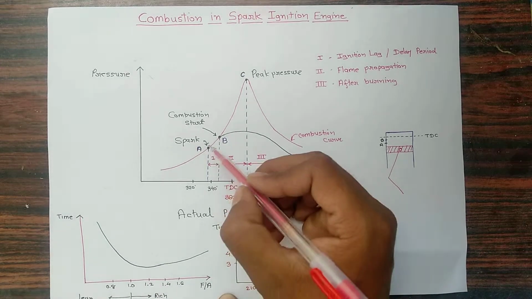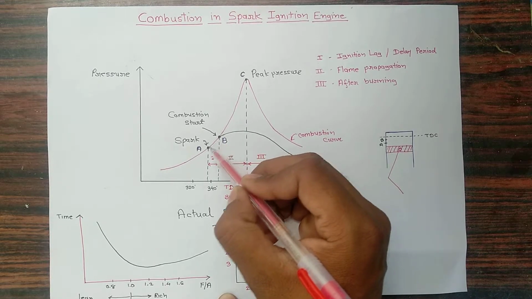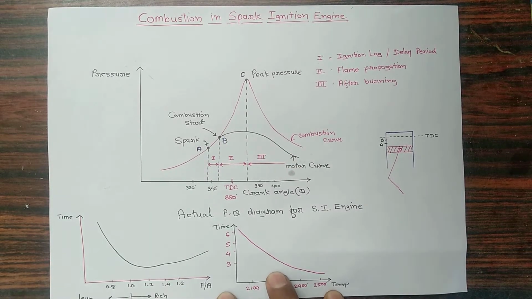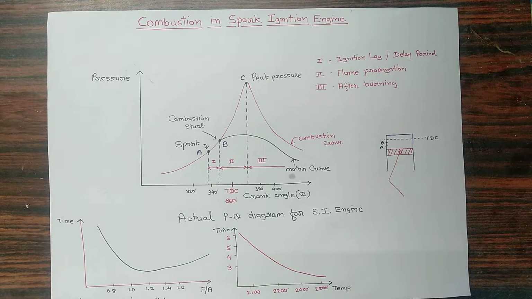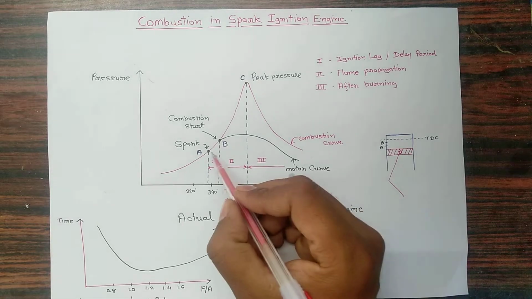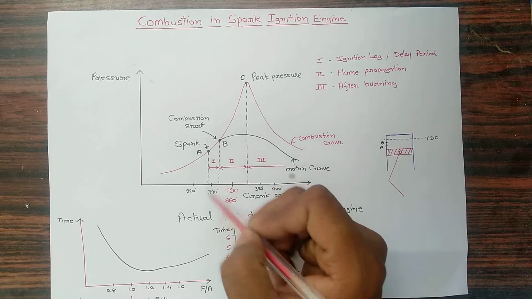Now this A to B phase depends on different factors. The first one is the fuel. The higher the self-ignition temperature of the fuel, the longer the ignition lag. If the self-ignition temperature of the fuel is higher, then it will require more time to ignite, so the ignition lag period will increase. So the first factor is fuel.